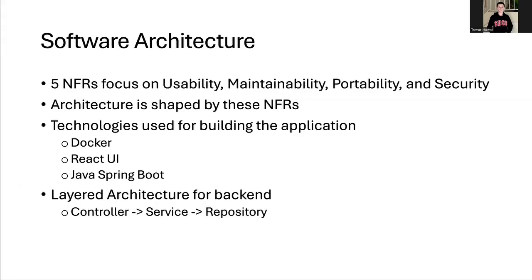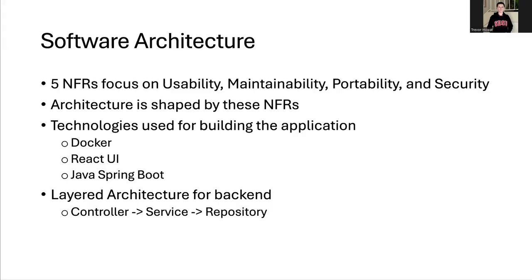Our application uses 3 main technologies. This is a simplification. It uses Docker, React UI, and Java Spring Boot for the backend. The database here is not listed, but it uses PostgreSQL. And then we're looking at a layered architecture for our backend. So our backend is layered using a controller, service, repository setup, which we will look at in a chart coming up.